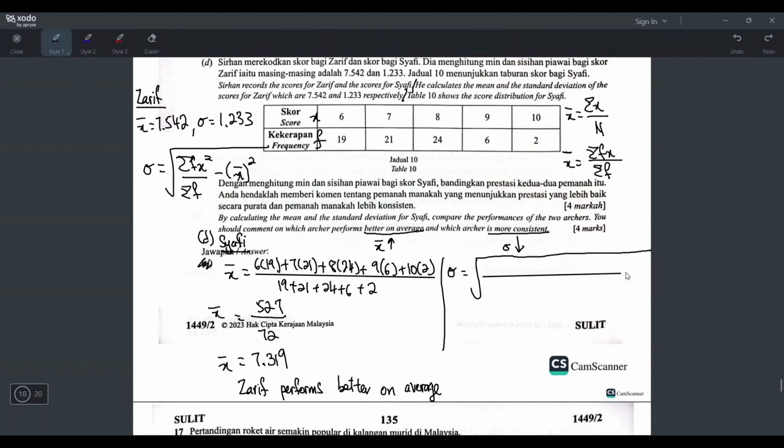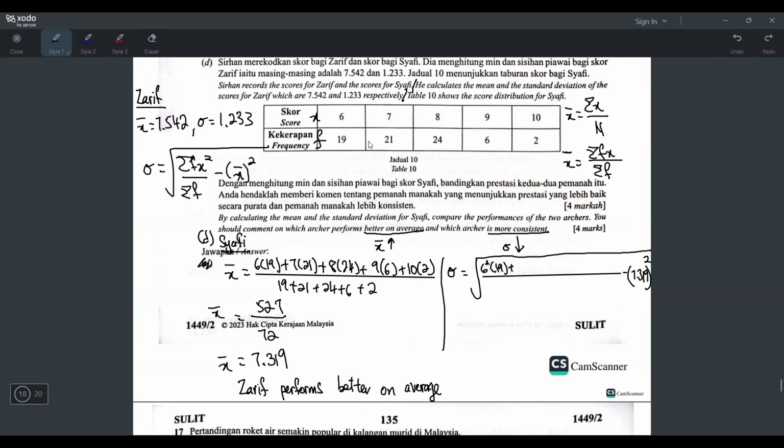Okay, the mean is 7.319, so I'll just write here 7.319 square. Okay, dekat sini saya kena tulis apa? If you look at the formula, you have to take the x, which is the score, the data, square dulu, and then darab f, and then baru jumlahkan. So it means instead of 6 times 19, it will be 6 square times 19, like this.